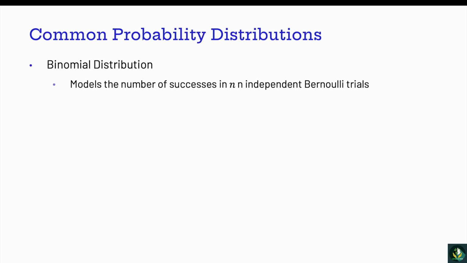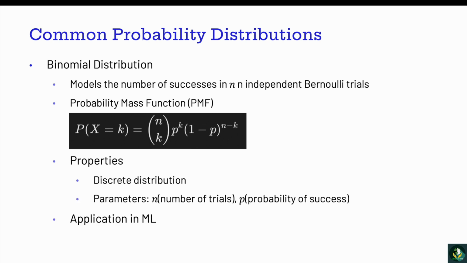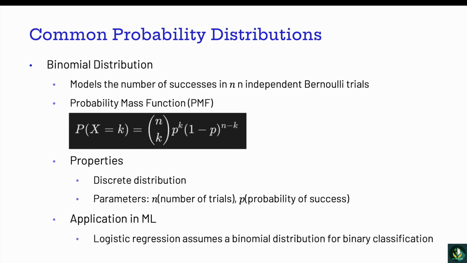Then we have the binomial distribution. It models the number of successes in n independent Bernoulli trials. It follows the probability mass function, PMF, which is defined as P of X equal to k equal to n choose k, p raised to k, (1 minus p) raised to n minus k. The properties include it's a discrete distribution. Parameters are n, which is number of trials, and p, which is probability of success. Its applications in ML include logistic regression, which assumes a binomial distribution for binary classification.